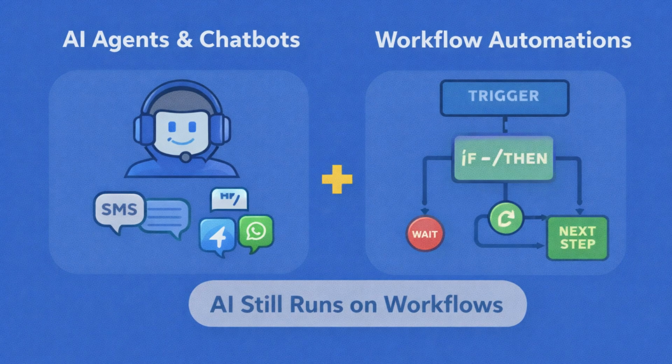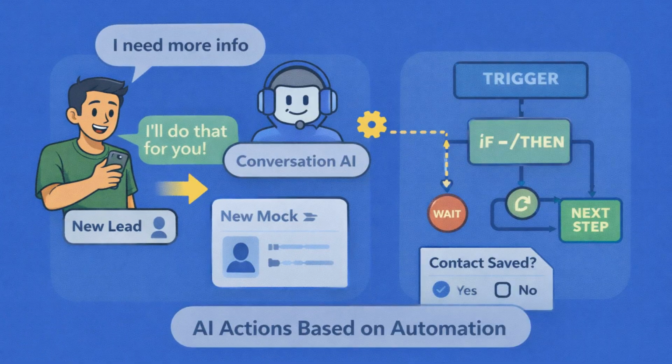But here is the thing that most people don't think about. All of those AI agents still depend on workflows and automations that you build. You are still designing the logic. You are still creating the triggers, the conditions, the branches, the wait steps, all of the workflows. So right now, when a lead comes into the system, the conversational AI or the voice AI talks to the lead, but the automation you build decides what will happen next, not the AI.